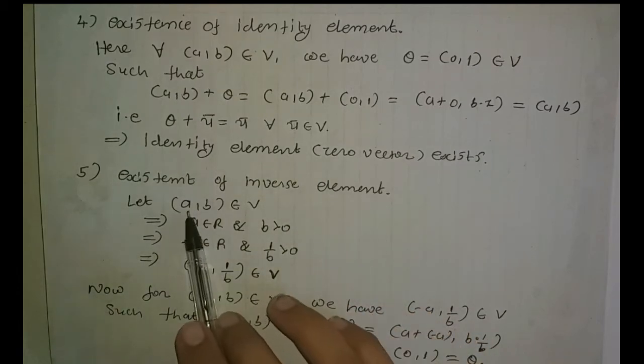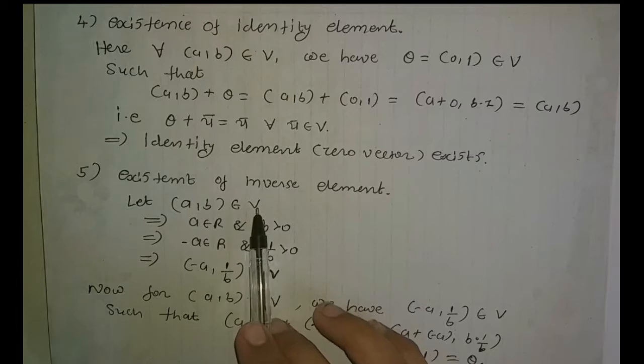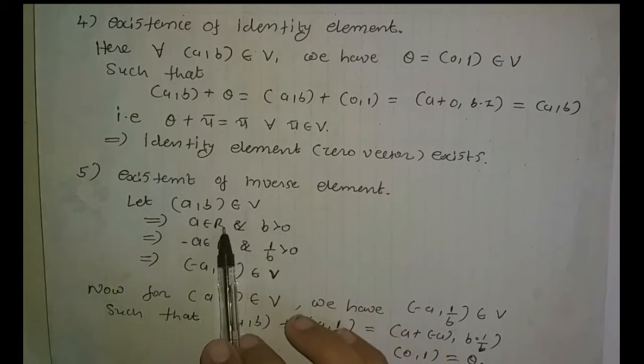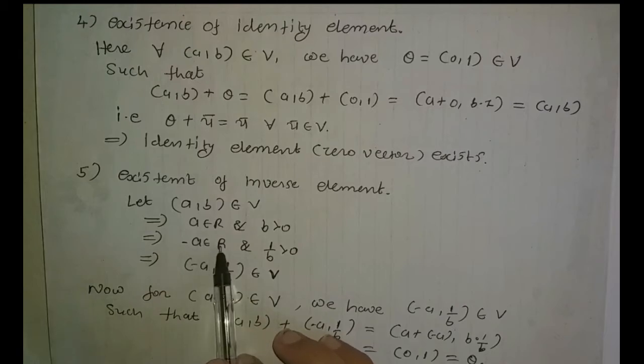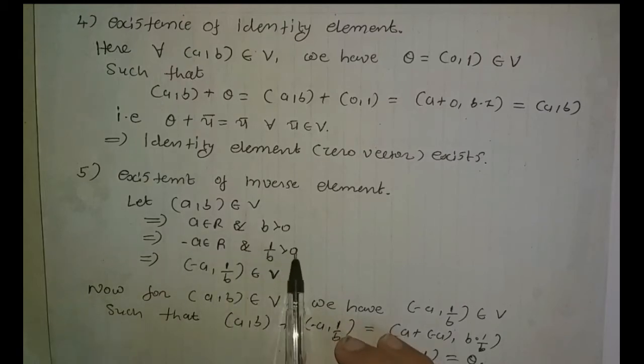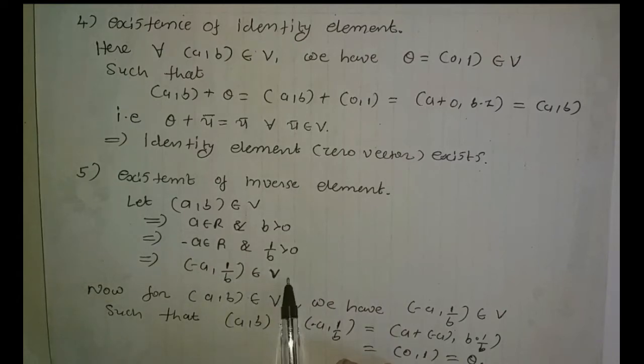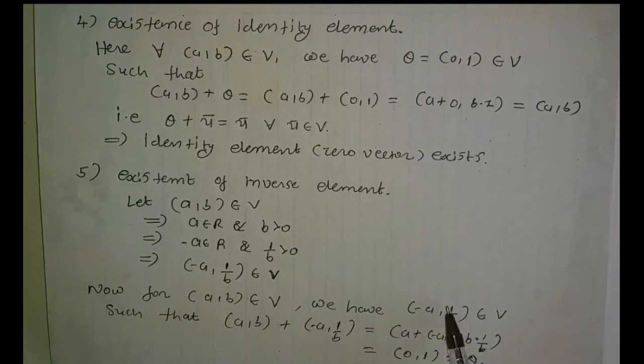Now if we consider (a, b) from vector set V, then a belongs to R and b is greater than 0. Now a belongs to R, so minus a also belongs to R, and 1 upon b is also greater than 0. So the vector (minus a, 1 upon b) belongs to set V.